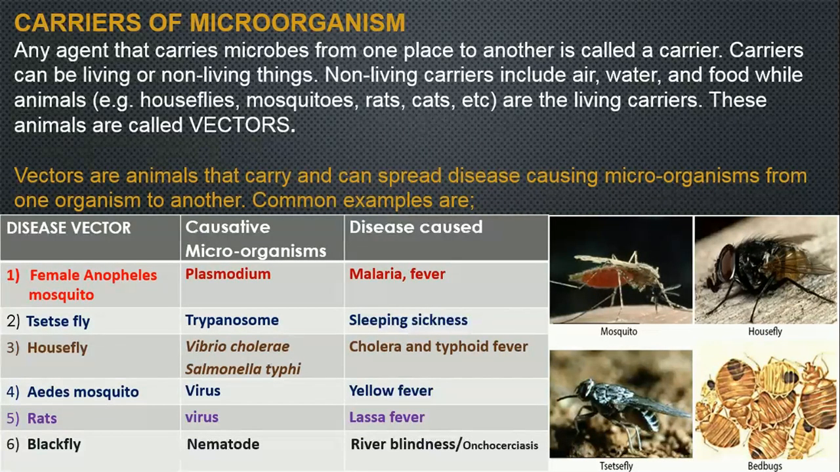Now, we have the Aedes mosquito. It carries a virus that causes yellow fever. We have rats; they carry a virus that causes Lassa fever. And then we have black flies; they carry a nematode responsible for the disease known as river blindness. These are images showing some common vectors in our environment. You can study as many more as you can get, and know their causative organisms and the diseases they cause.